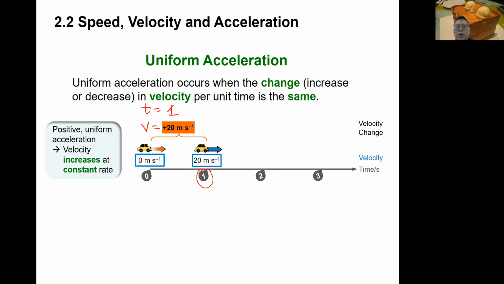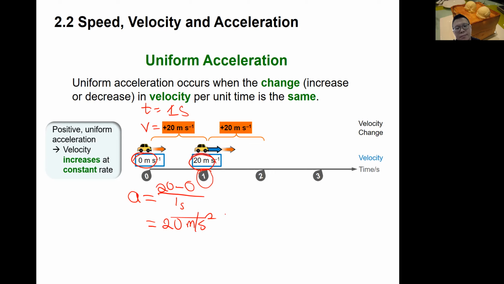If you look at the change in speed, initial speed is 0 meters per second, final speed is 20 meters per second. So the acceleration will be 20, final minus initial, divided by the time taken. Time taken here is 1 second. So the acceleration of the object will be 20 meters per second squared. This tells me that the speed actually changes 20 meters per second in 1 second.